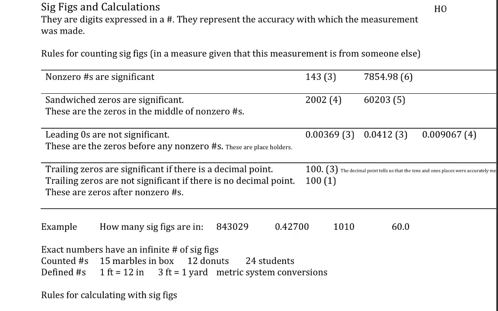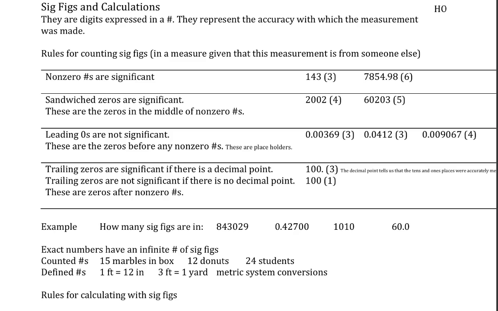So we have the rules for counting sig figs. They mean looking at a number and determining how many of the numbers within that number are significant. How accurate is that number? And again, all that's determined by counting the number of sig figs in it. So here are the rules for counting sig figs. All non-zero numbers are significant. So if our measurement that we are given is 143, we would say it has 3 sig figs in it because they are all non-zero numbers.